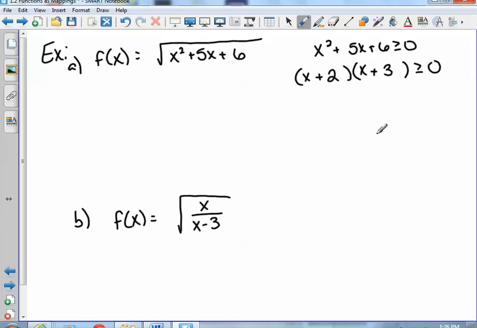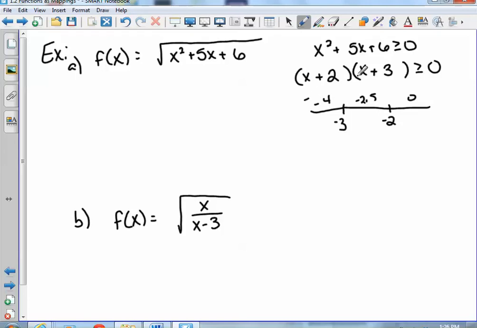Sign line. We need a sign line here. Anytime you have two things multiplied or divided in an inequality, you make a sign line. We put on here what would make each of these 0. So what makes x plus 2 equal 0? I'm going to put -2. What about x plus 3? Now test points. Give me numbers smaller than -3. -4. In between, maybe like -2.5. And bigger, like 0. These are just test numbers. We're going to plug them in up here and see if we get a positive or a negative.